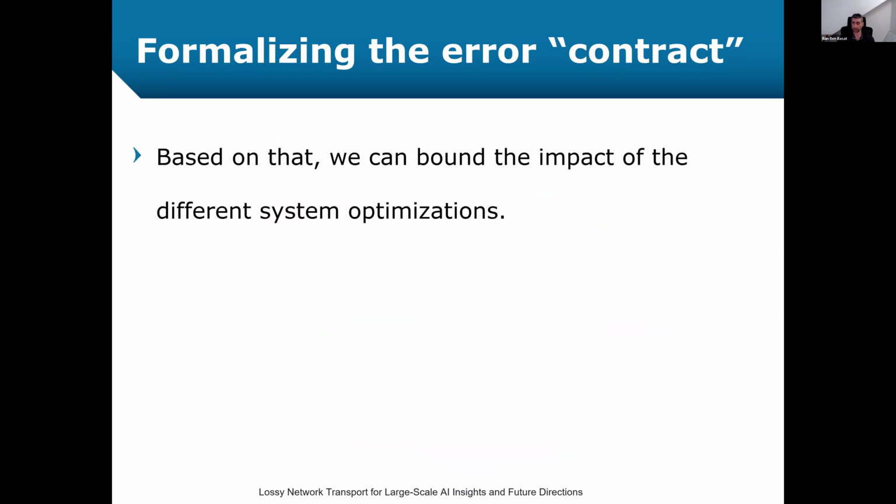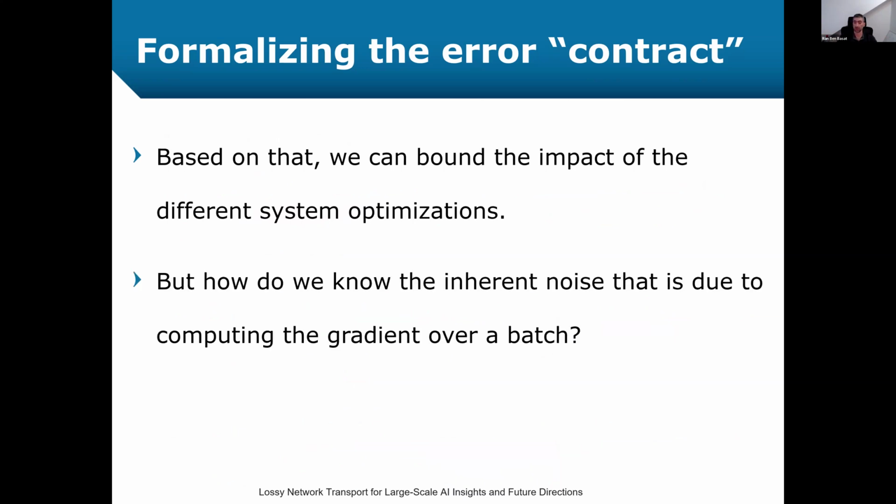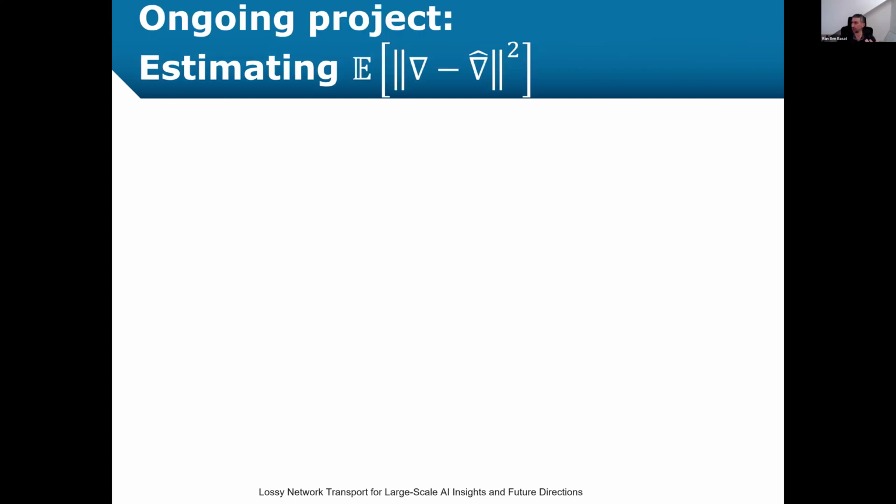Okay, so let's say we have this idea. We know how we can run multiple lossy operations together. We know how much noise they would add. But then we said we need to contrast this with the inherent noise of running stochastic gradient descent, right? So how do we even know what is the noise that we have from sampling a batch? It turns out that it's not that simple, right? So we now have a project on estimating this.